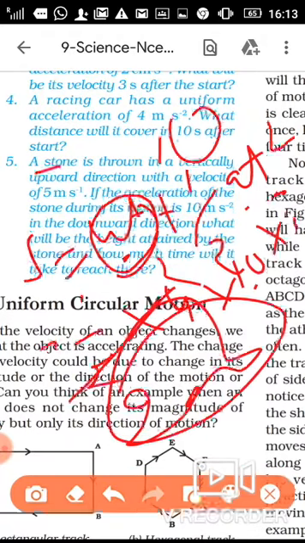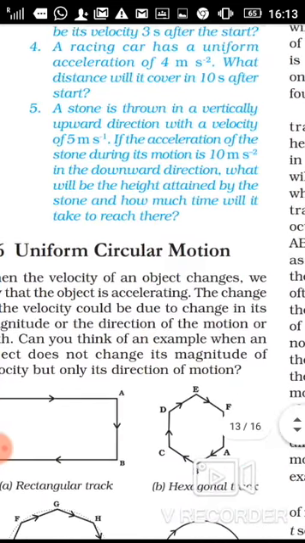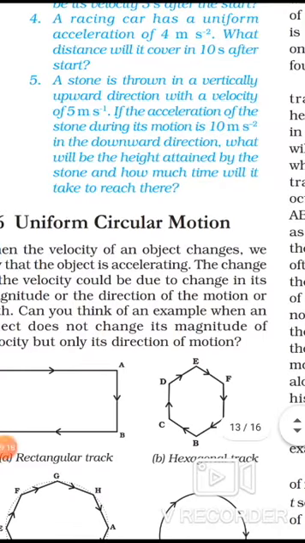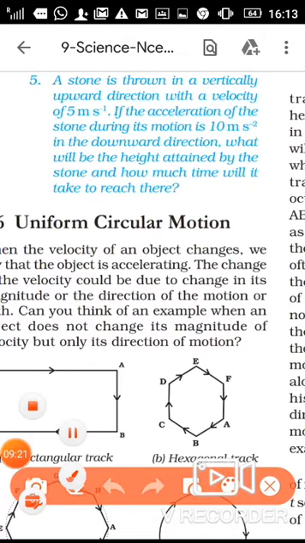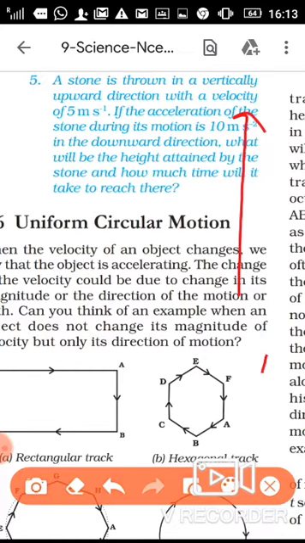Now we are going to the next question. A stone is thrown in a vertically upward direction with a velocity of 5 meter per second. If the acceleration of the stone during its motion is 10 meter per second squared in the downward direction, what will be the height obtained by the stone, and how much time will it take to reach there? A stone is thrown vertically upward, like this, with a velocity. This velocity is U, 5 meter per second.